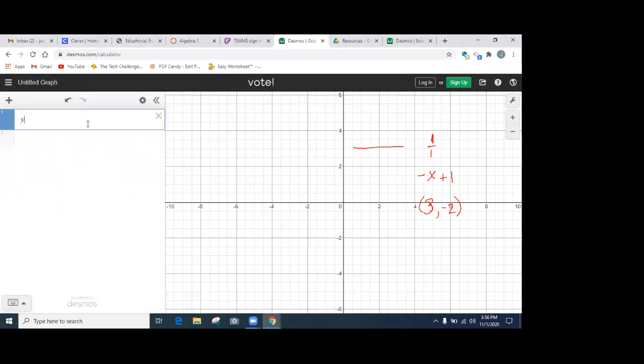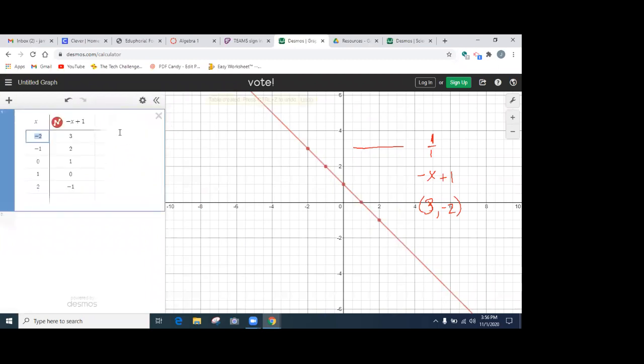All right, so we're putting y equals negative x plus 1. We're going to hit settings. And we're looking for 3, negative 2. So I typed in 3, got negative 2. That matches. This is my answer. Negative x plus 1.